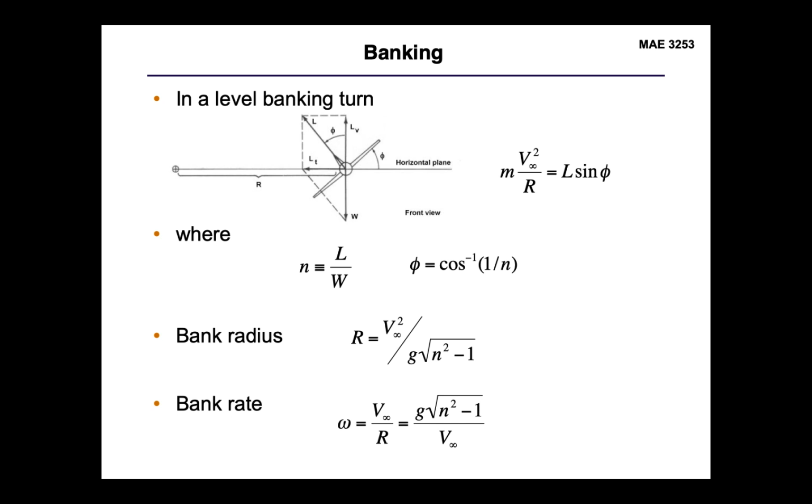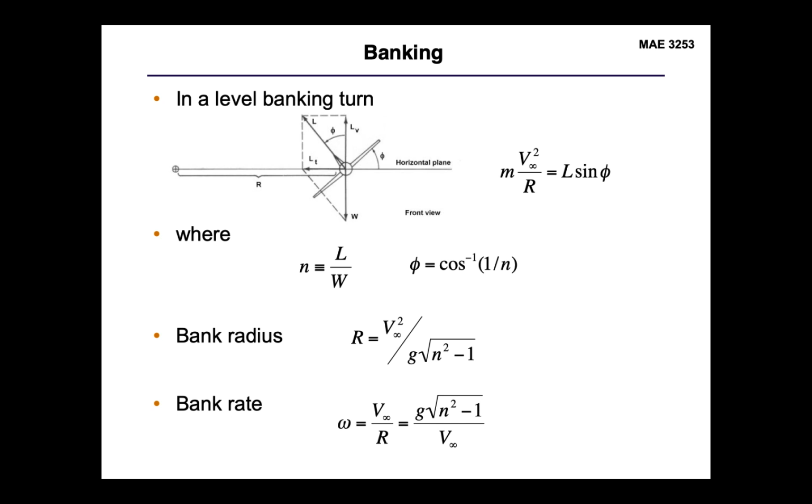So in this case, the bank radius is just equal to the velocity squared divided by gravity times the square root of n squared minus 1. Where does gravity come from? Well, notice we have mass defined in our equation as part of that centrifugal force. Now, I have the load factor n being defined as lift divided by weight. So we're replacing weight with mass times gravity. Once we substitute that back into the equation, we're left with gravity.